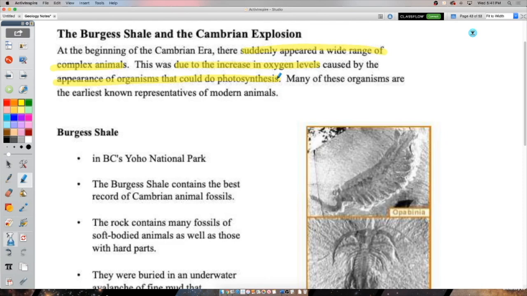Okay, this is the first time that we start to see animals, really. Before this, animals didn't really exist. We had bacteria, we had archaeans, we had protozoans. We didn't really have anything that we would call an animal, at least until this Cambrian explosion. Most of them can be traced back to then.